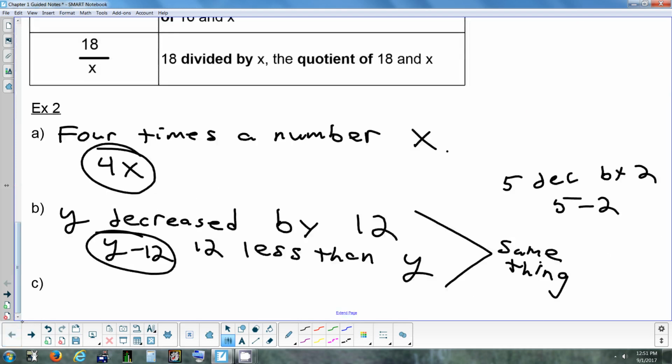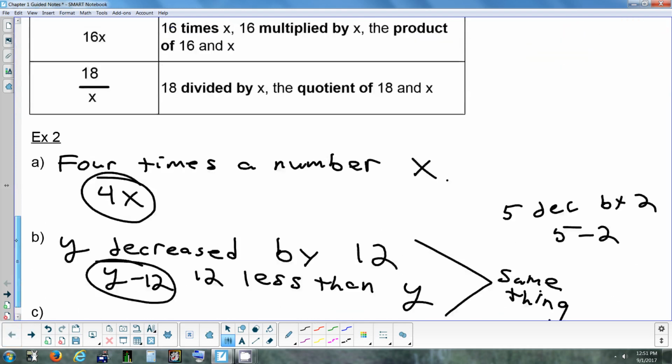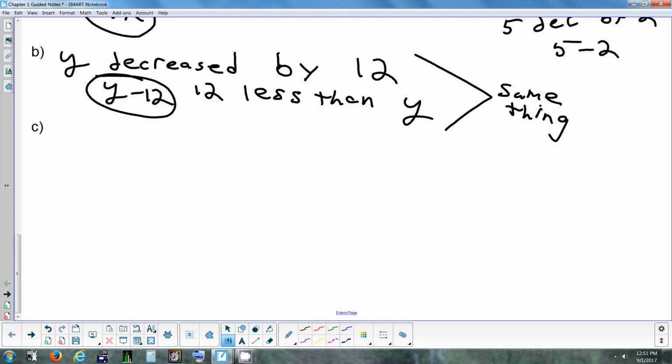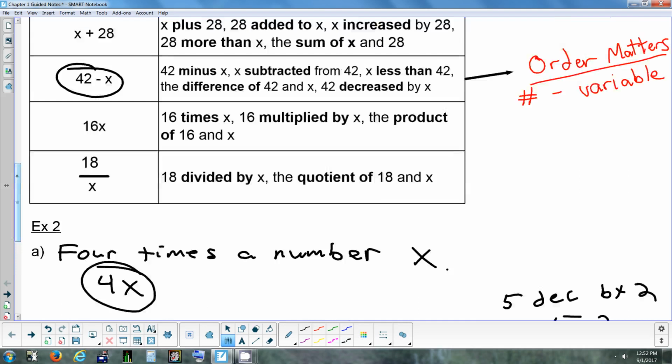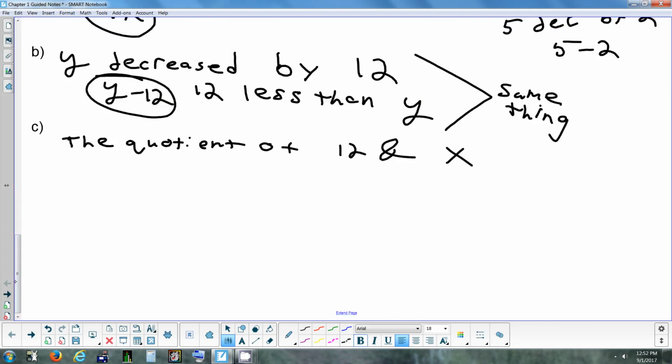Do we have one more? We did subtraction, we did a lot of those. How about division? Let's say the quotient of 12 and x. How would you write the quotient? So that's the key word, of 12 and x. 12 over x? Yeah. You just put it in pretty much the same order. The quotient of 18 and x: 18's on top, x is on the bottom. This is the same problem except with 12.